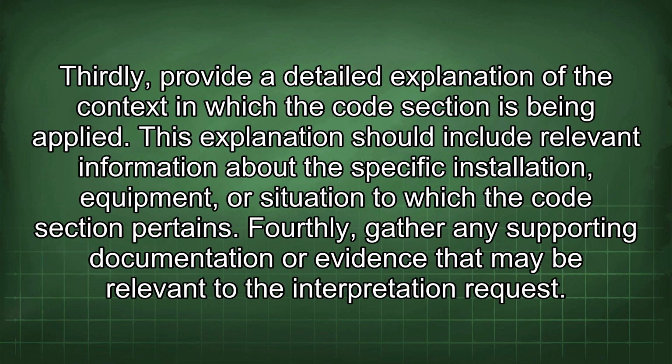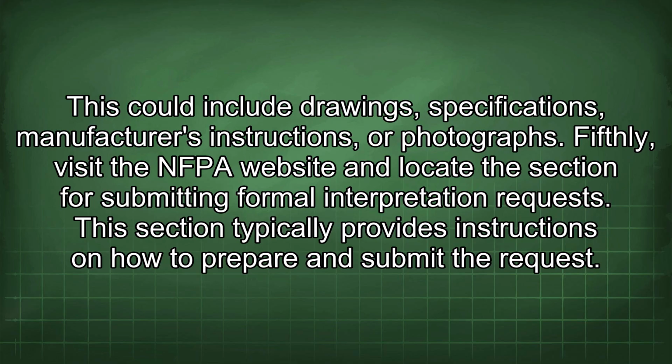Thirdly, provide a detailed explanation of the context in which the code section is being applied. This explanation should include relevant information about the specific installation, equipment, or situation to which the code section pertains. Fourthly, gather any supporting documentation or evidence that may be relevant to the interpretation request. This could include drawings, specifications, manufacturer's instructions, or photographs.